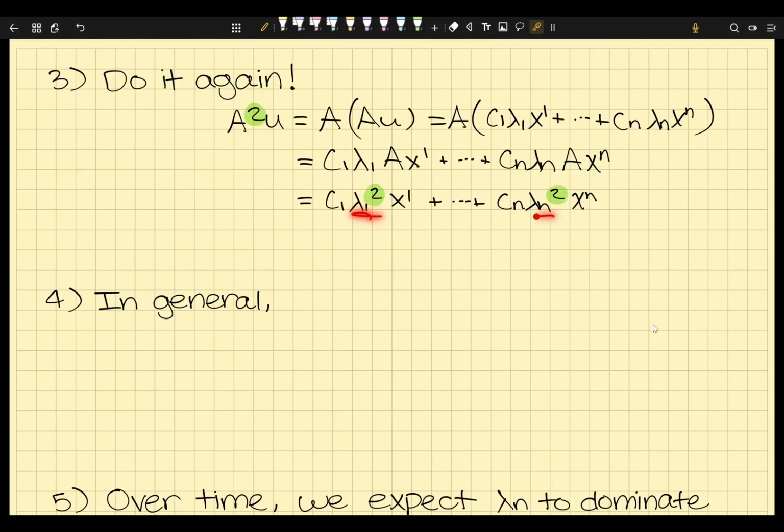So then in general, if we multiply u by A k times, what we're going to get is c1 times lambda 1 to the k x1 plus dot dot dot plus cn lambda n to the k xn.